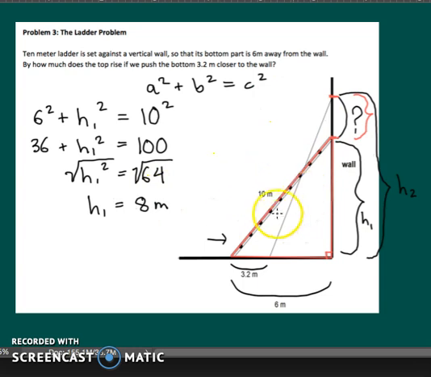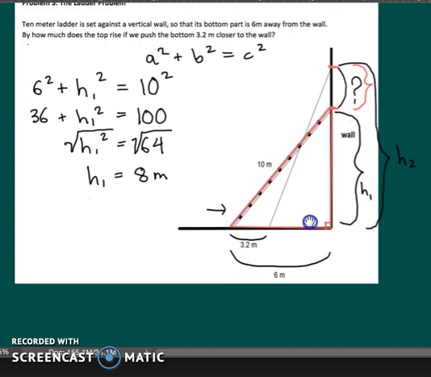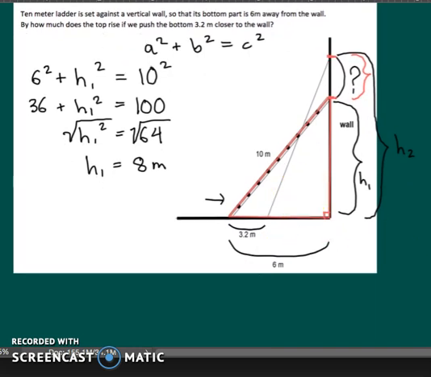So I've found that out, and now I need to find the second height. Now what information do I need? Now I'm looking at this triangle here. I'm going to color it in blue. So I don't know how high it is up the wall. I know that it is 10 meters long, and that's my hypotenuse.